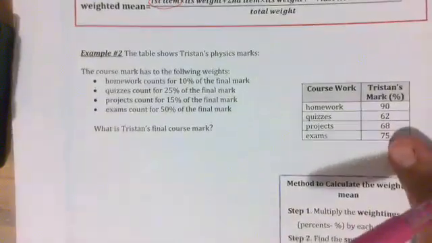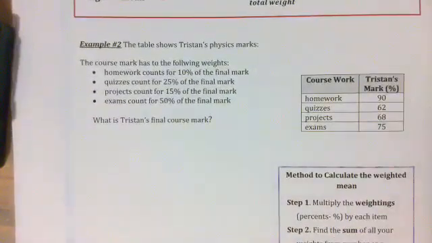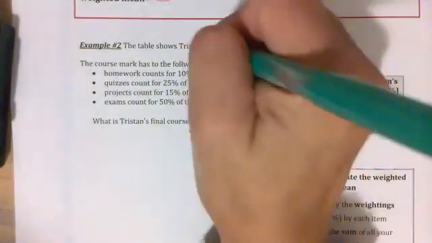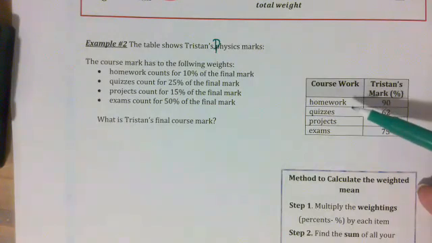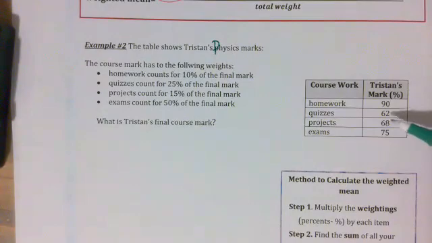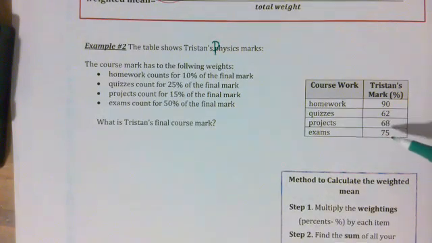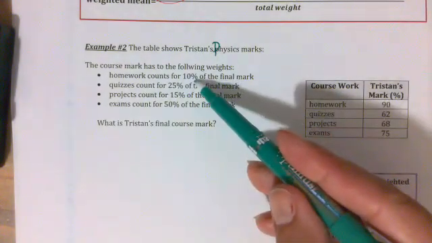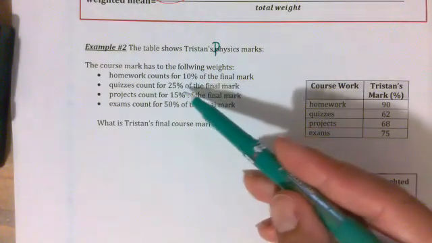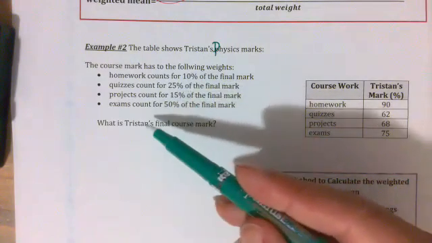We look at a mark calculation. The table shows Tristan's physics marks. And then we would see here that he gets marked for homework, and his mark in homework is 90. Quizzes, his mark in quizzes is 62. Projects, his mark in projects is 68, and exams, total exams 75. And then here are the weights. Okay, 10% is the weight or the importance of the homework, 25 for the quizzes, 15 for projects, and exams count for 50%.